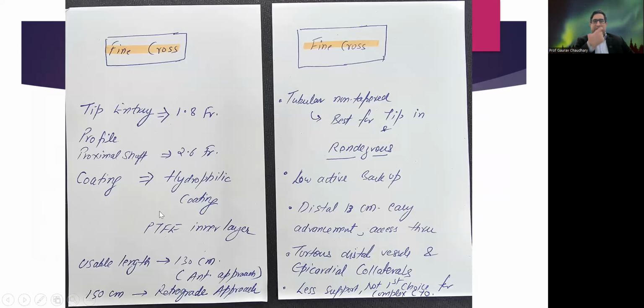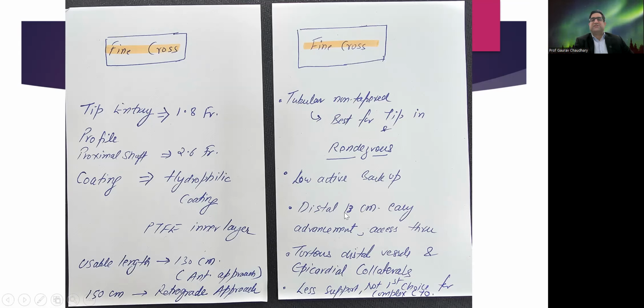It has a tubular, non-tapered tip, and it is best having a good lumen. It is best for tipping as well as the rendezvous technique that I've discussed in the Retrograde CTO Academy. Although it provides low active backup and less support, it is not a first choice for complex or calcified CTO, because it is not going to give that active backup or lateral support.